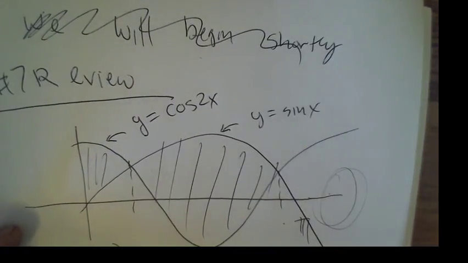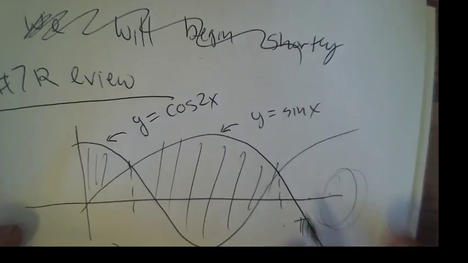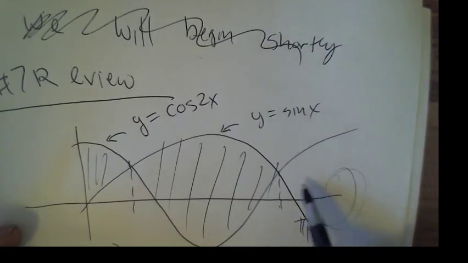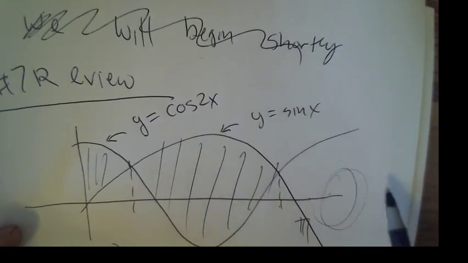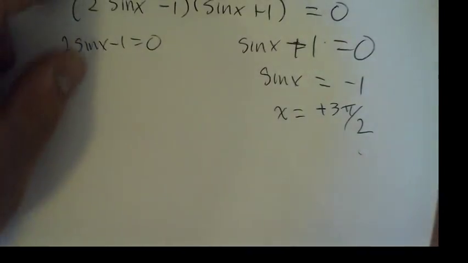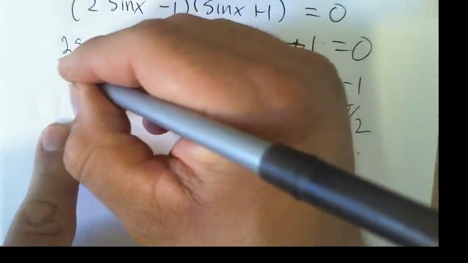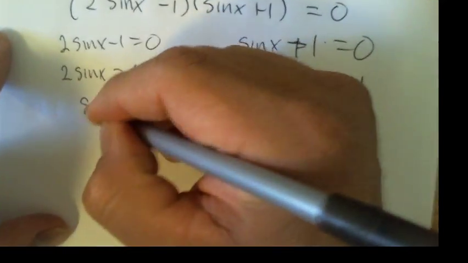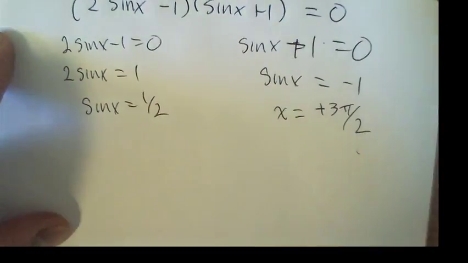So that one is not going to be one of the points that I'm looking for, right? This is pi, 3 pi over 2 is somewhere out here. So that solution is not going to give me those 2 points there. All right, so what is going to give me those 2 points is looking back at the other part of my equation. I have 2 sine of x is equal to 1, or in other words, sine of x is equal to 1/2.